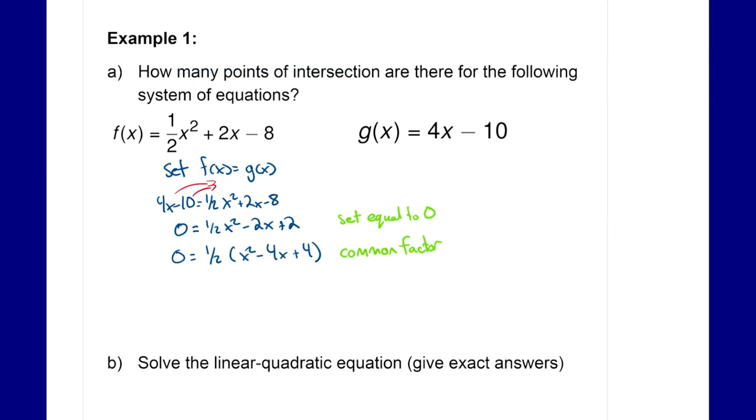So what I can do is actually just use the discriminant, which looks at the a value, the b value, and the c value. It is b squared minus 4ac. That was the discriminant. So in this case, negative 4 squared minus 4 times 1 times 4. This works out to 0.